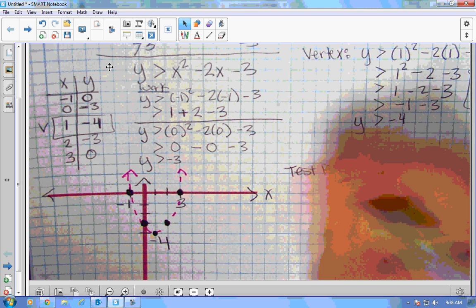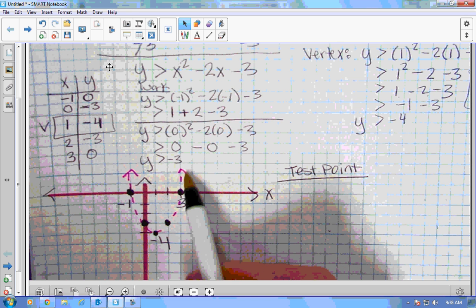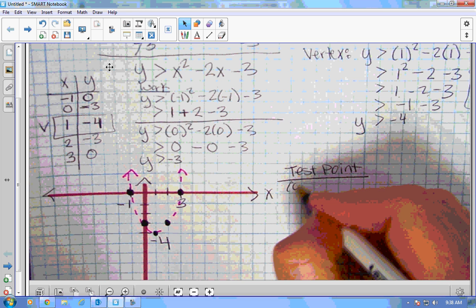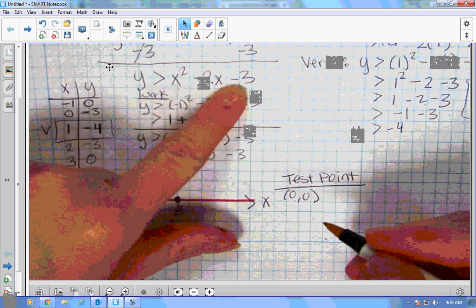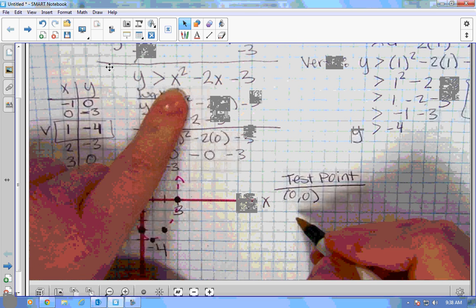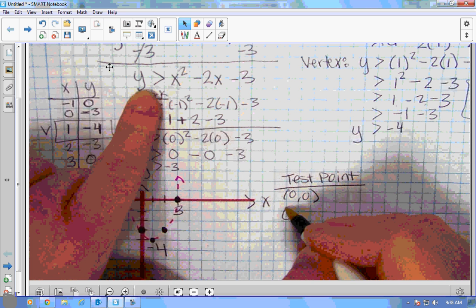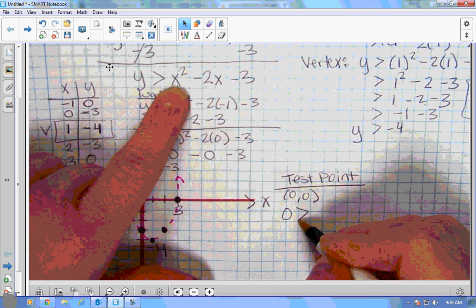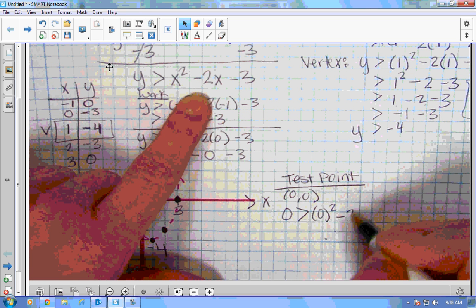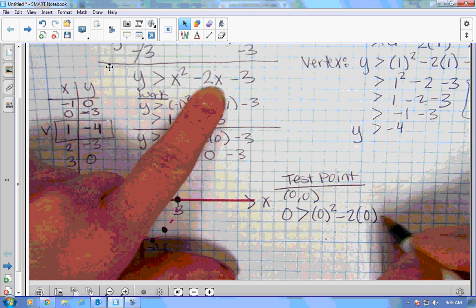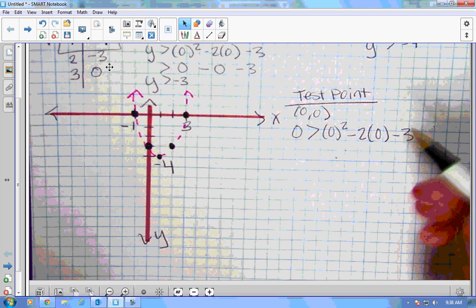Like I've said before, (0, 0) is a great one to use, and it's not very close to our parabola, so I'm going to pick (0, 0). It's so easy to use zeros. Okay, so here's our original. Wherever I have an x or a y, I put in a 0. So instead of y, I'll put 0 is greater than x squared, so we put 0 squared, minus 2 times 0 minus 3. And we just simplify and determine, is this a true statement or a false statement?